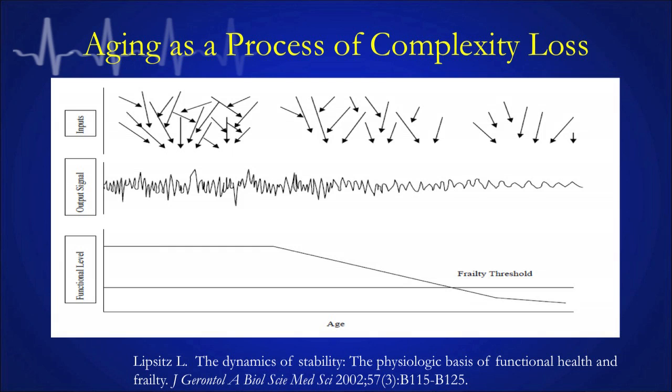But as people get older, these connections between the different systems or how they are regulated actually change, or deteriorate, and these signals become less complex. And when people become frail, they actually have even more problem with the connecting systems, and that actually results in frailty.